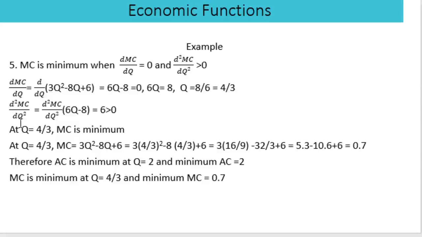d square by dq square of MC. That is, take the differential of this function with respect to q. Then we will get d square by dq square of MC, that is 6q minus 8 differentiated, equal to 6. It is greater than 0. Therefore, at q equal to 4 by 3, MC is minimum. Then substitute q equal to 4 by 3 into the MC function, that is, into this function, and we will get the value as 0.7.